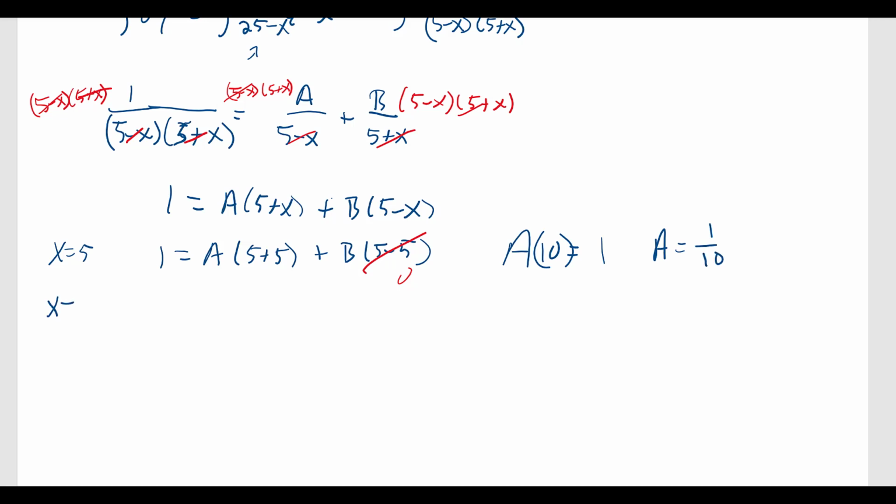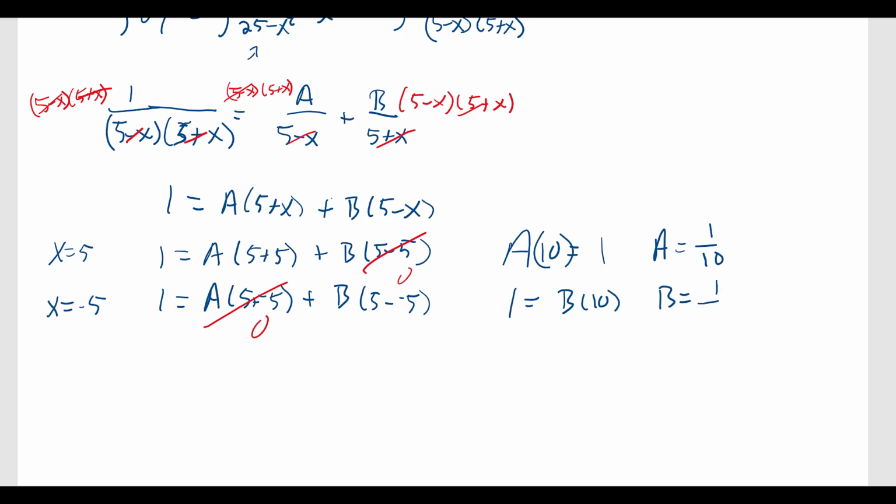And then if you say x equals negative 5, you have 1 equals a times 5 minus 5, or plus negative 5, whatever, plus b times 5 minus negative 5. And this first one is going to be 0. So you have 1 equals b times 10. So b equals 1/10.